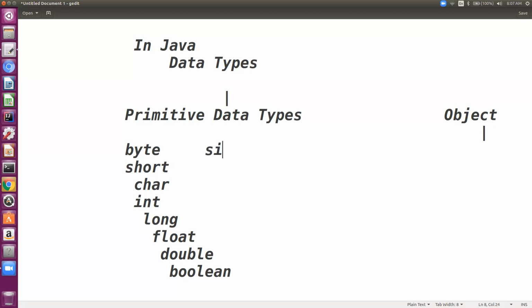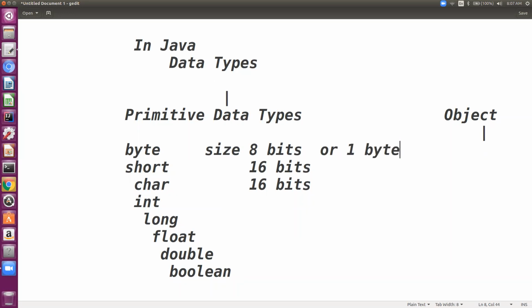Byte, can you give me what is the size of a byte? How many bits will it acquire? 8 bits. Correct, 8 bits. Short? 16 bits. Correct. Excellent. Char? Did I tell you? 32. No. Char is also 16 bits, and that means 2 bytes. Okay. And I will tell you the difference between the char and the other types and what is the significance of char.